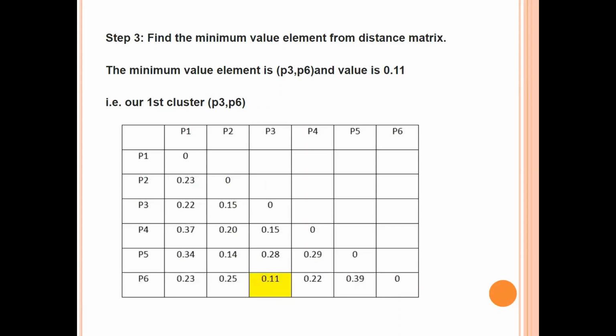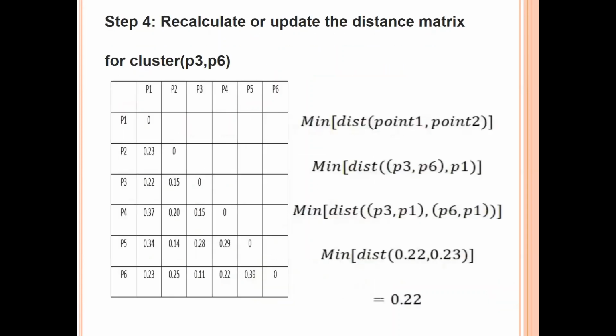Okay, now after making this cluster, we have to update this matrix again. So how will we do it? Let's see. While we are updating this distance matrix, how are we going to do it? Okay, so let's see that our first cluster is P3 P6. We have to find the distance of this P3 P6 cluster to P1, P2, P4 and P5.